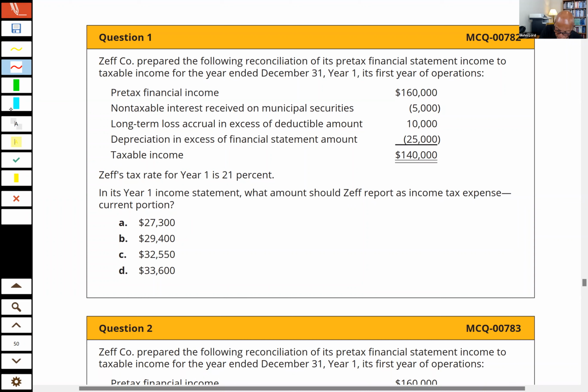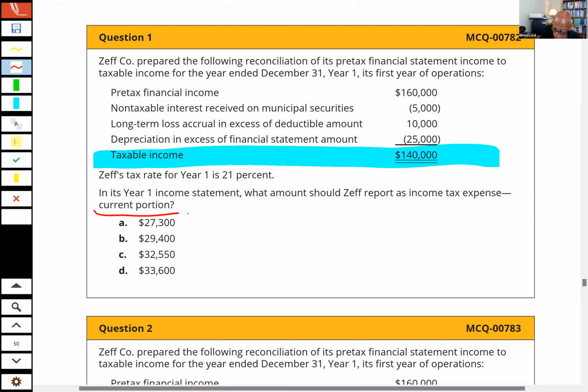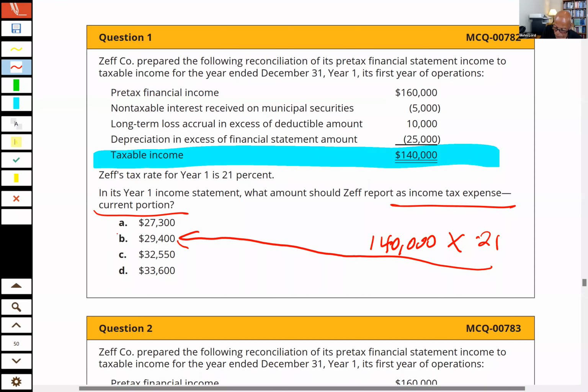Look, the reason I say that is this is as easy as it gets for deferred taxes, because they told us taxable income is 140,000. That's the easiest because they asked me what amount should report as income tax expense, current portion. The current portion is always what you're going to send to the IRS, right? Taxable income times the 0.21 gives me 29.4. That's it. They asked me the current portion. That's what I'm sending to the IRS, right?